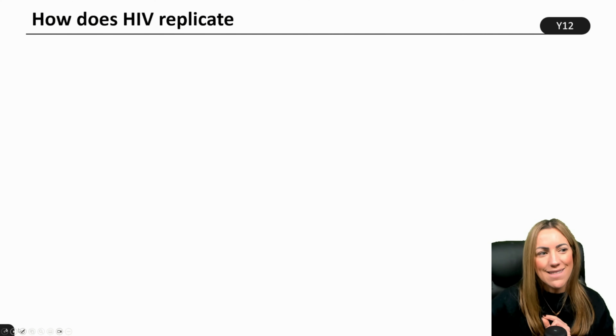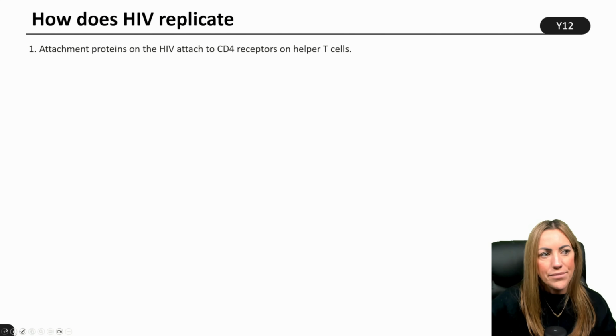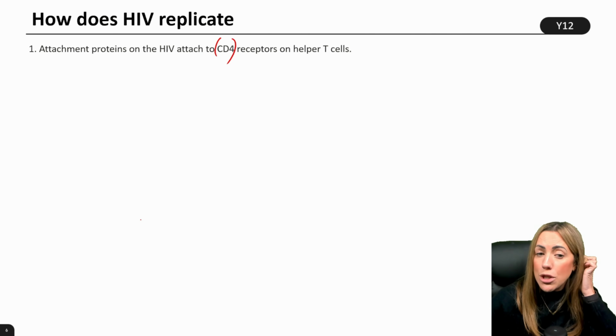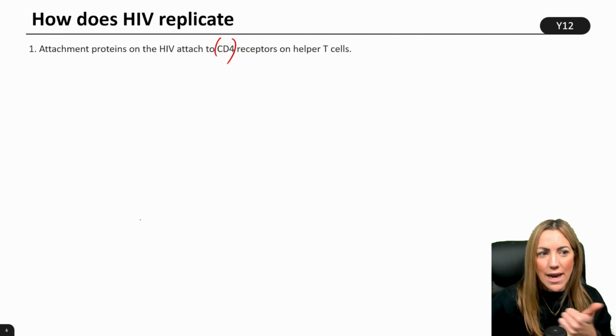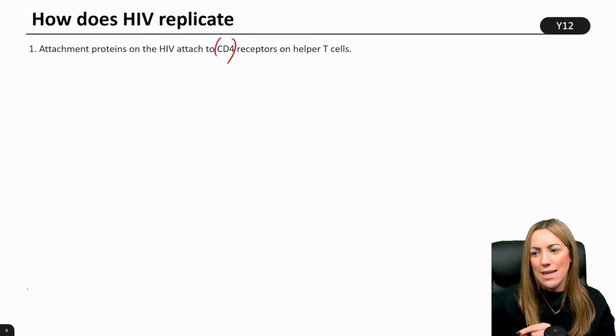Now, how are we going to write this in an exam? Could be worth 4 marks. How does HIV replicate? Let's look at a mark scheme. So we can get a mark for saying attachment proteins on the HIV attach to receptors on helper T cells. I'm going to put this in brackets because you don't need to remember it, but you do need to know it's attachment proteins on the HIV attaching to receptors on helper T cells.